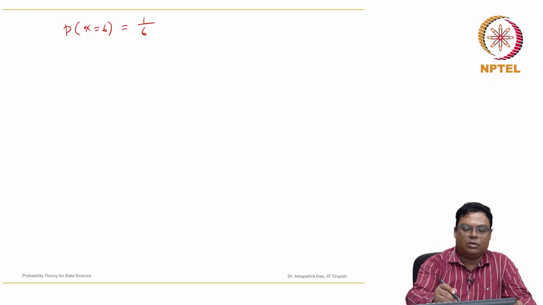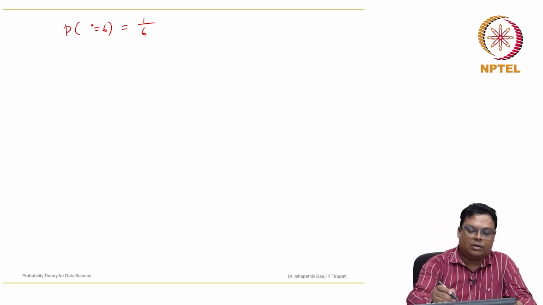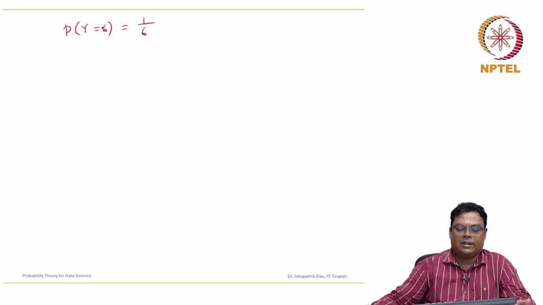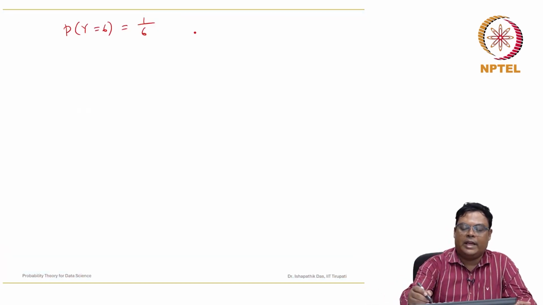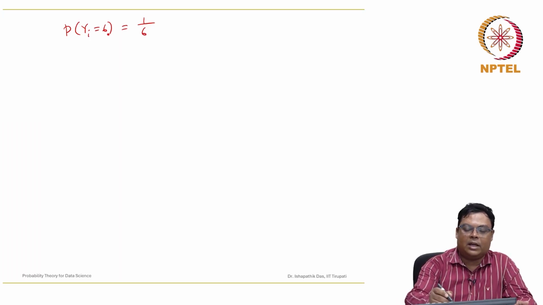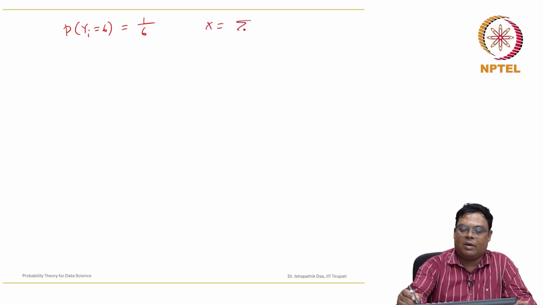So suppose we consider some other random variable y. Once you are throwing, x is the random variable for the number of sixes. So it can be that on the ith throw of the die, a 6 occurs with probability 1 by 6, but x counts over the 600 times you have thrown the die. So x is the sum of y i, i equal to 1 to 600.